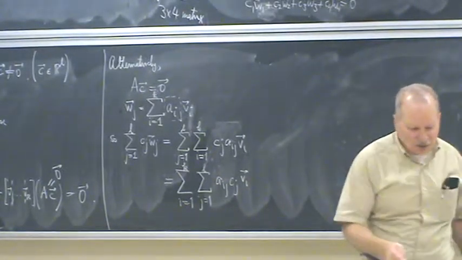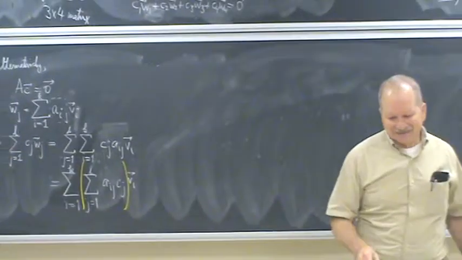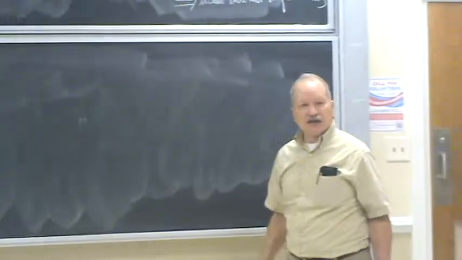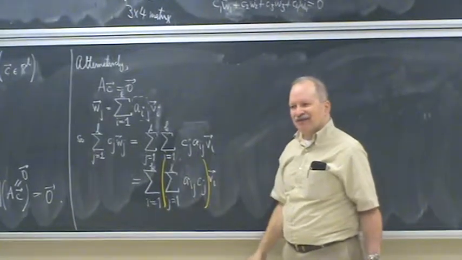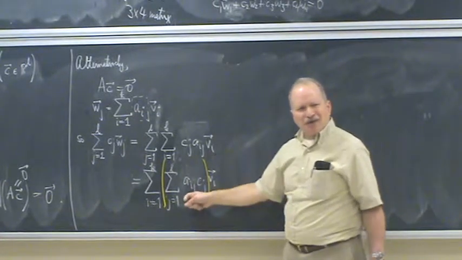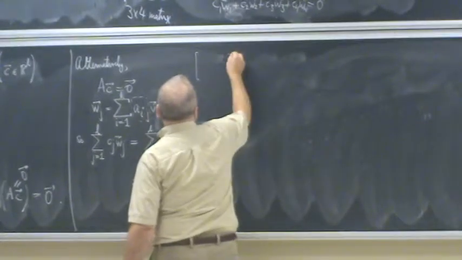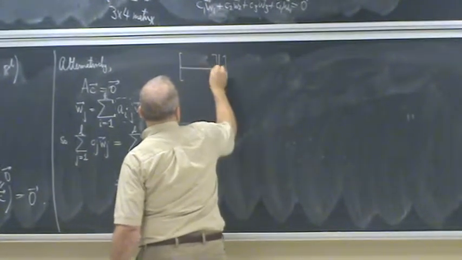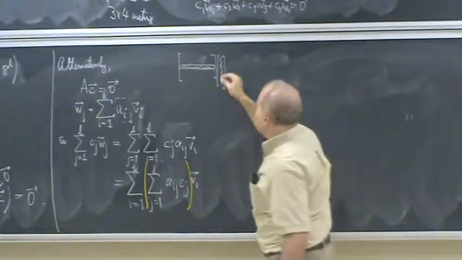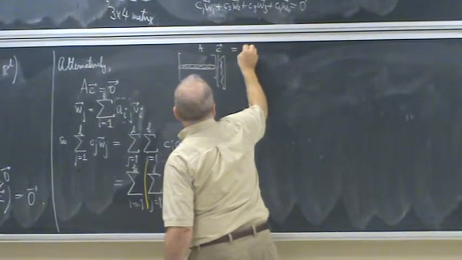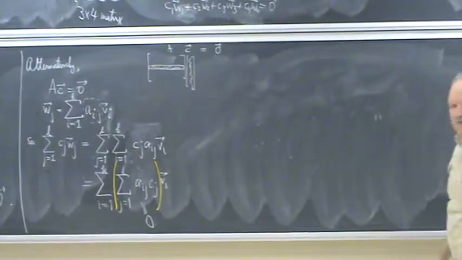And I'm going to put in parentheses. What's my coefficient of VI? It's the sum of the AIJs, CJs, J goes from 1 to L. But what is that sum? It's the ith coordinate of matrix A times vector C. I'm doing this times this added up. And what do we know about A times C? It's 0. So each of the entries is 0, so the whole thing's 0.